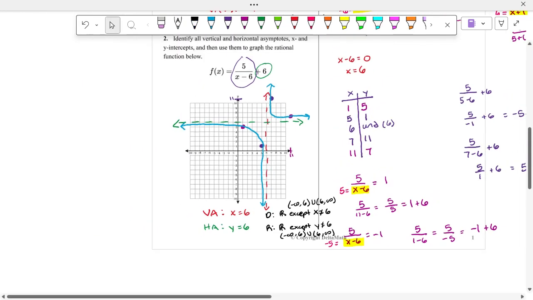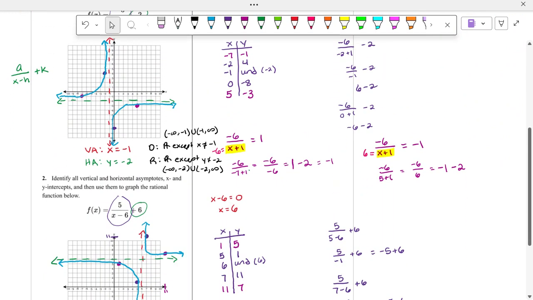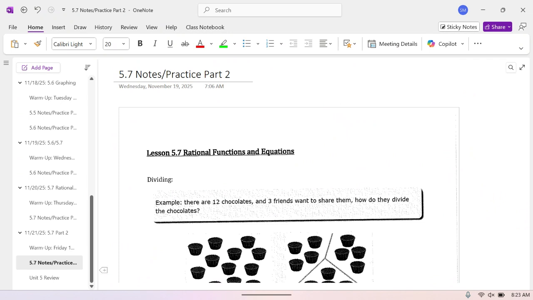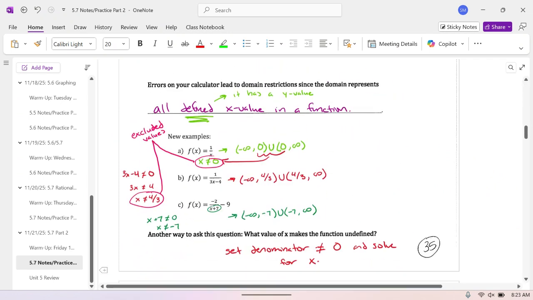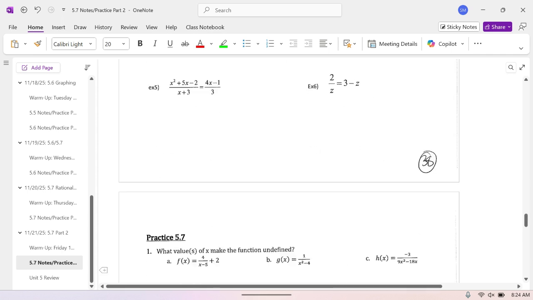All right. Okay, so the last thing that we're going to do before we get into reviewing, we need to go over the last little part of 5.7, which is just solving the equation. So we're getting away from graphing entirely. Now we're going into solving some very simple rational equations. So take out your packet and go to page, I think it's 38. Yeah, 38.